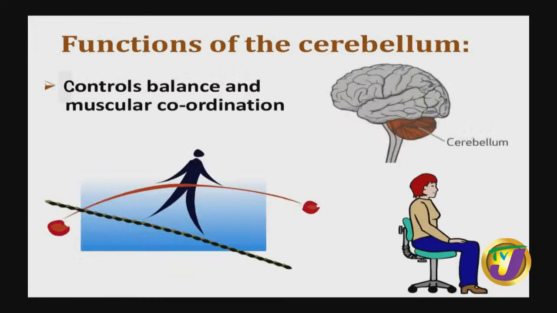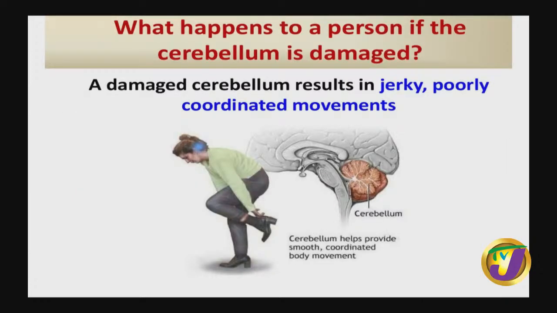We move on now to the cerebellum, which controls balance and muscle coordination. It is also responsible for posture. So if your cerebellum is damaged, what you have is jerky, poorly coordinated response, because the cerebellum is responsible for coordination and posture. So it coordinates our movement, so we are able to walk properly, sit upright and all of that. So it is responsible for our posture, that is the cerebellum.